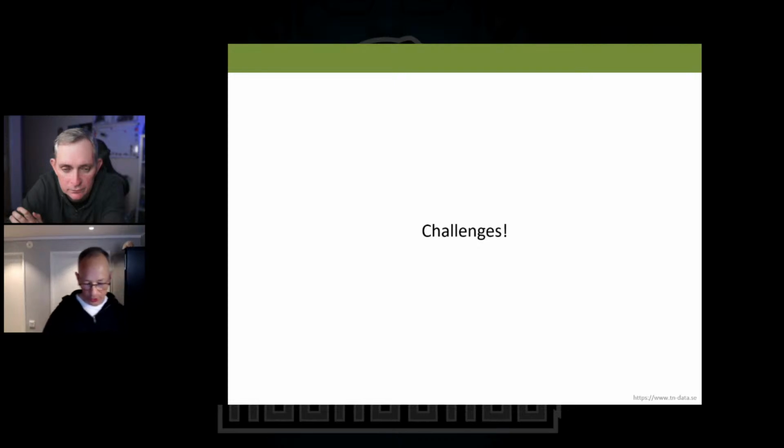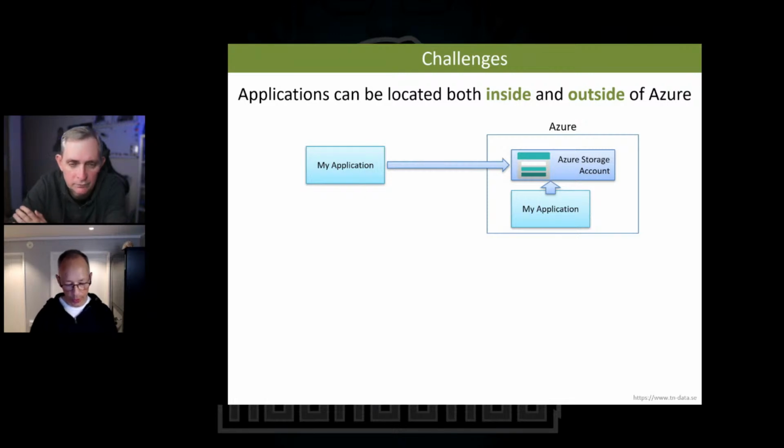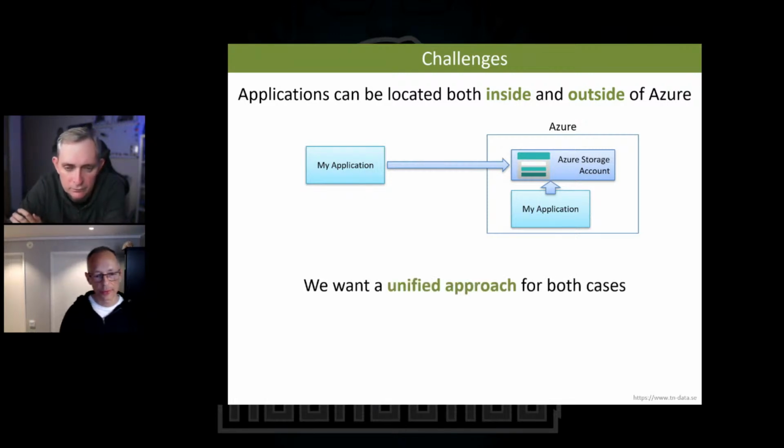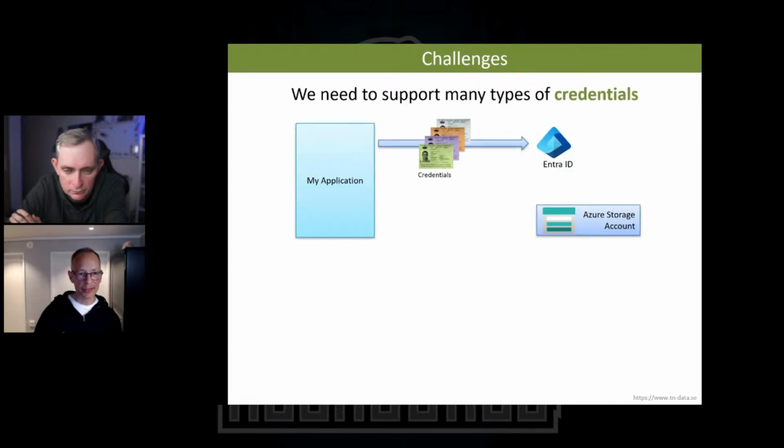But we have some challenges. First of all, we can have applications both inside and outside of Azure. Both want to talk to my resource, and we also want to use a unified approach for both cases. We don't want to have different code blocks for each one. So what else is a challenge? Well, we have many different ways to authenticate, different credential types. That's another challenge.